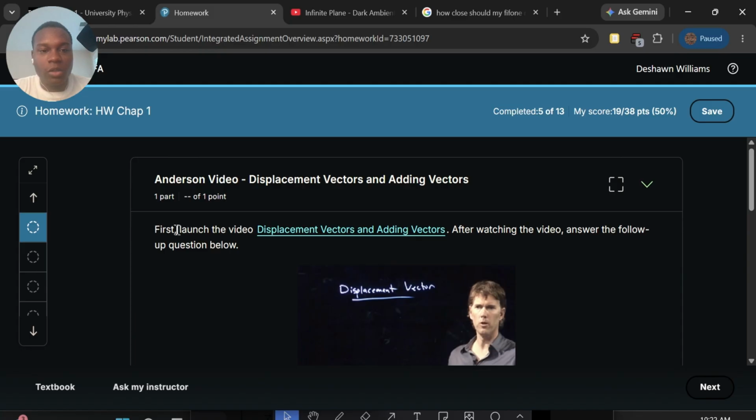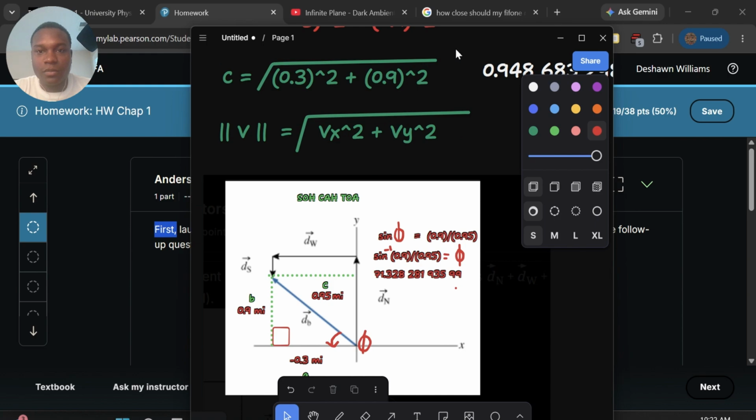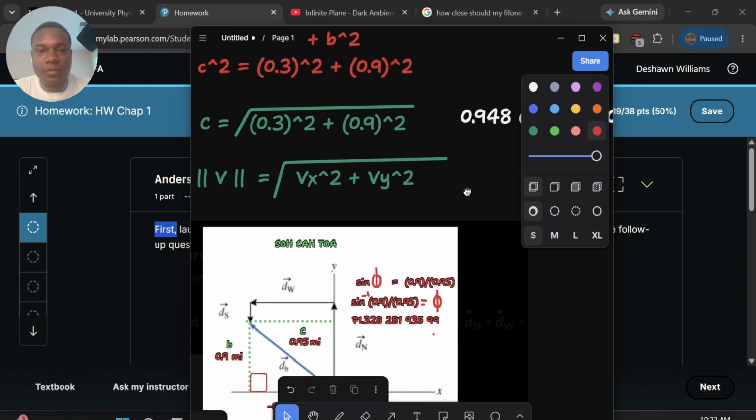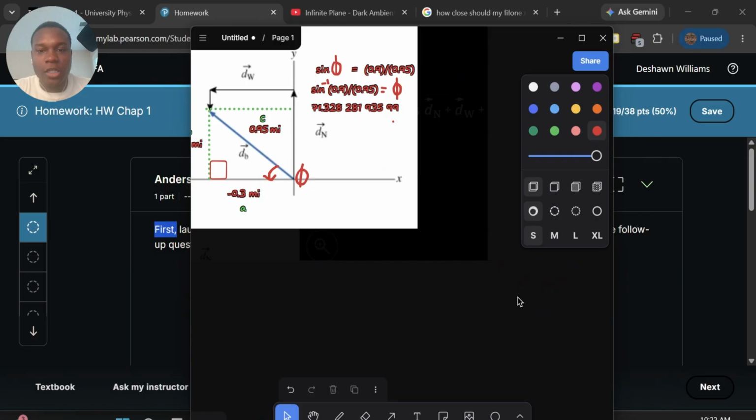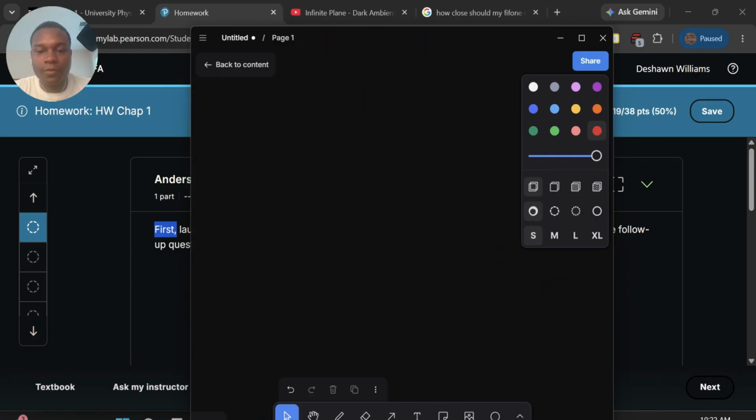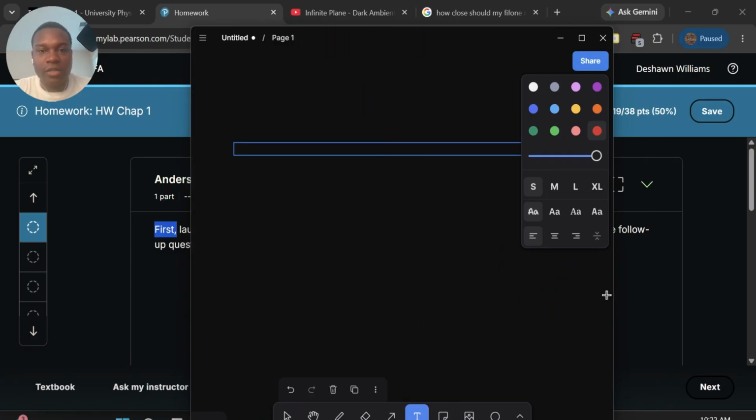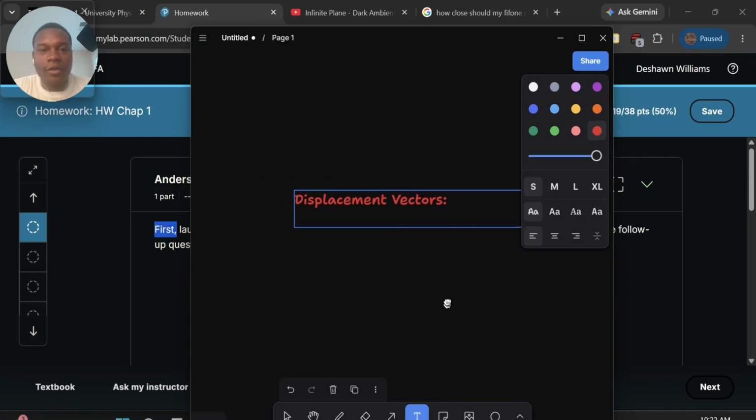First, launch the video into displacement vectors and adding vectors. This is from last night, but we're gonna continue and just keep moving forward. Displacement vectors.